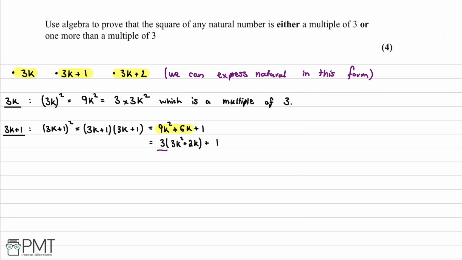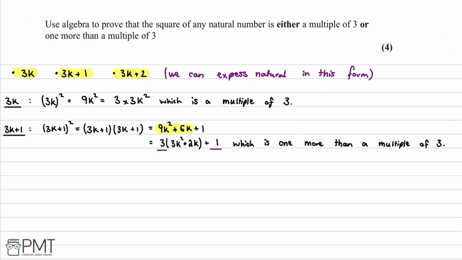So what do we have here? We have a multiple of 3, and we add 1 on, which is again part of the criteria we're looking for. So we have 3 lots of 3k squared plus 2k. And what's that? Well, that is going to be 1 more than a multiple of 3, which again ticks the boxes that we're looking for here.